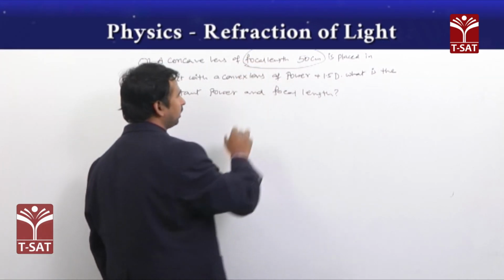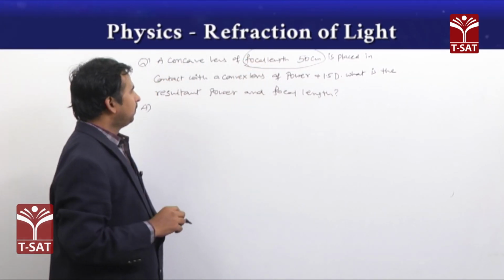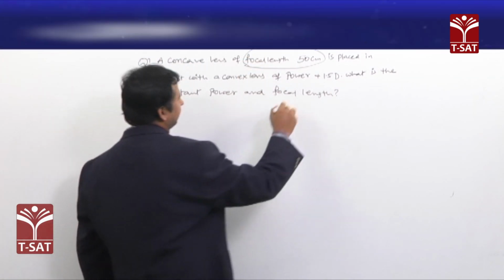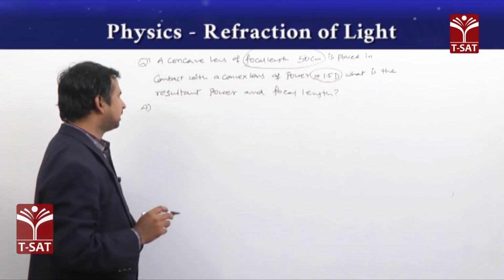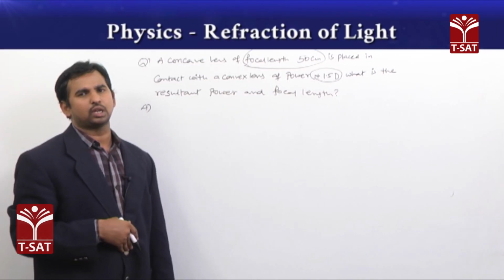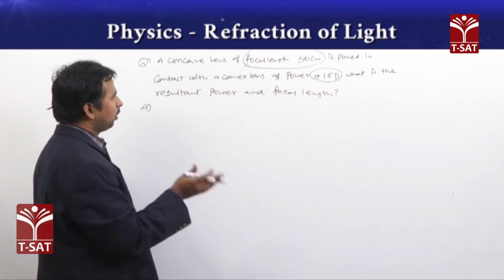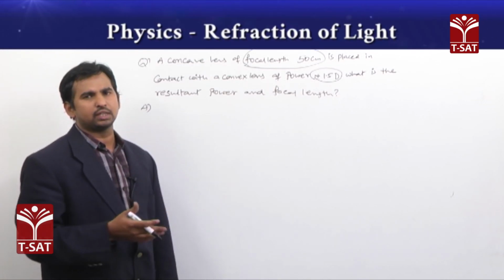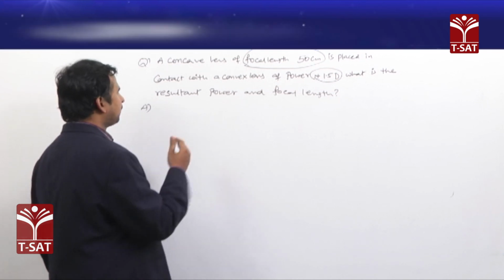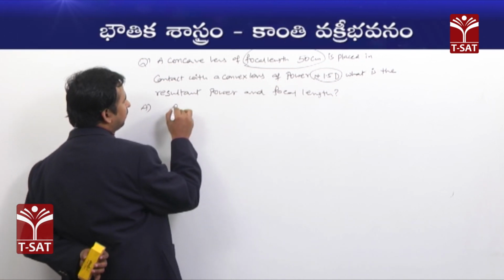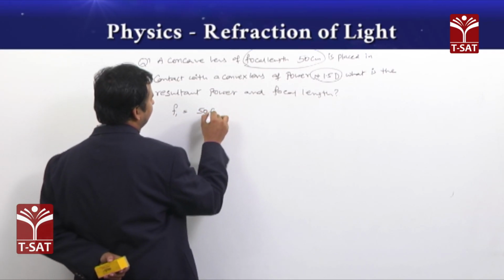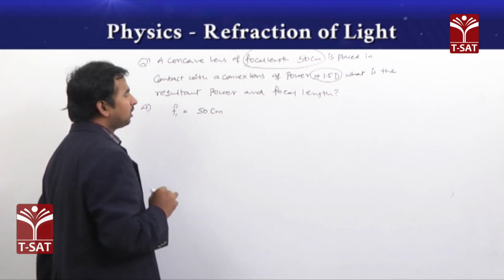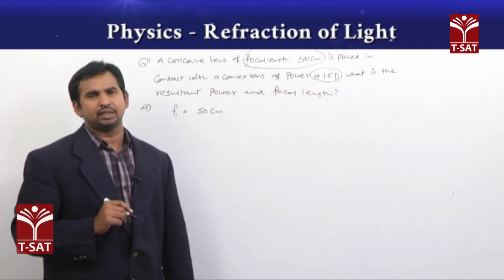Here the concave lens is given in terms of focal length, whereas the convex lens is given in terms of power. Then what we have to find is the resultant power and the focal length here. So we have to find both the focal length as well as the power. In the first case, the focal length value for the concave lens, f1, is given as 50 centimeters. But here it is a concave lens, that is a diverging lens.